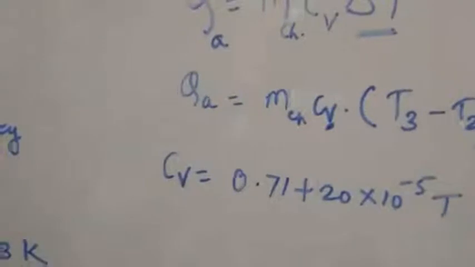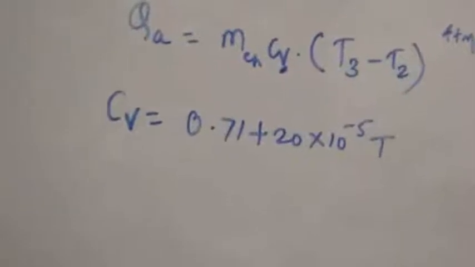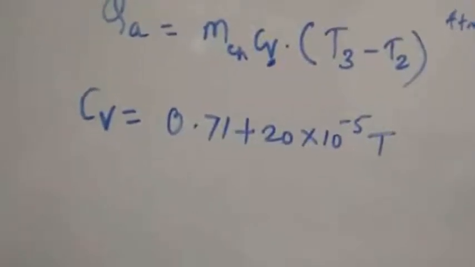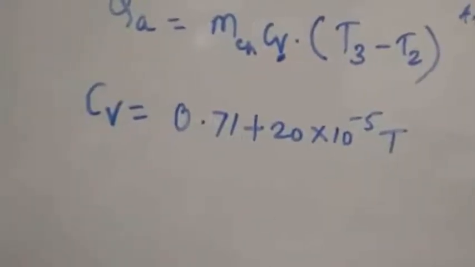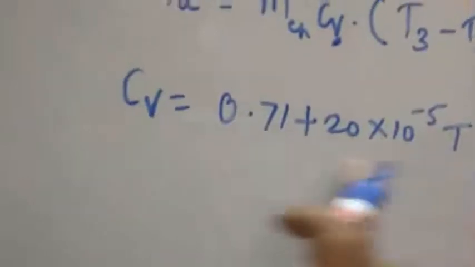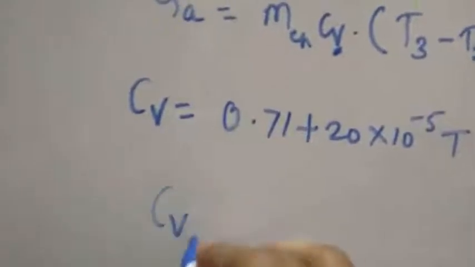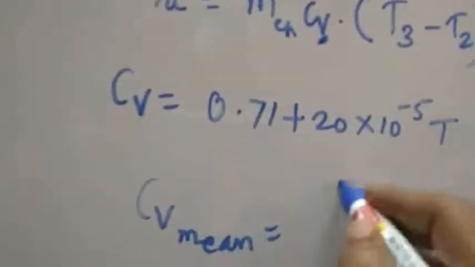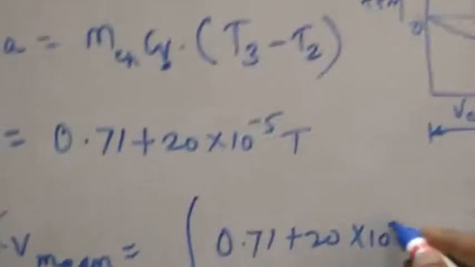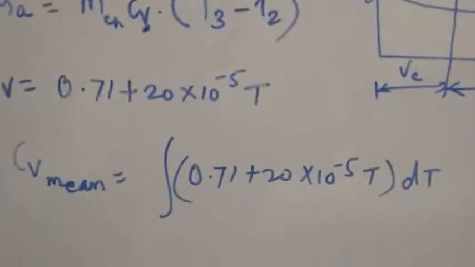So we will find the mean CV. What will be the procedure to get this particular CV, that is, the mean value of CV? How to calculate this mean value of CV? We will be going for the integration of this particular equation with respect to temperature. So to get the CV mean, I'll be integrating this particular equation with respect to temperature.